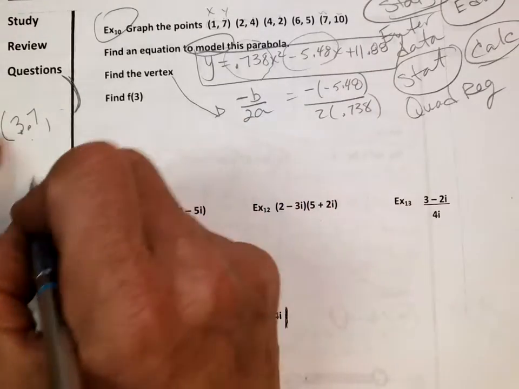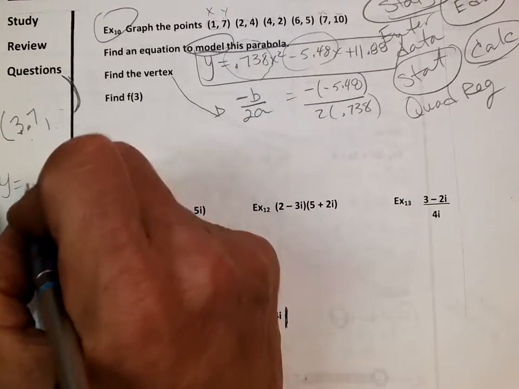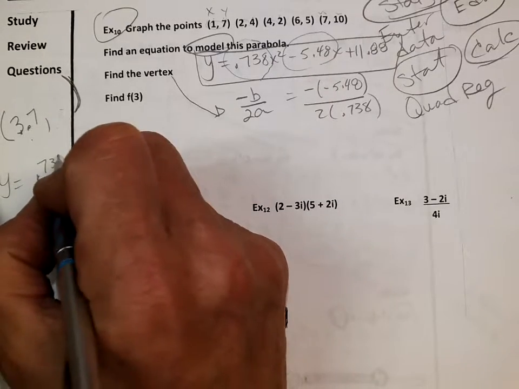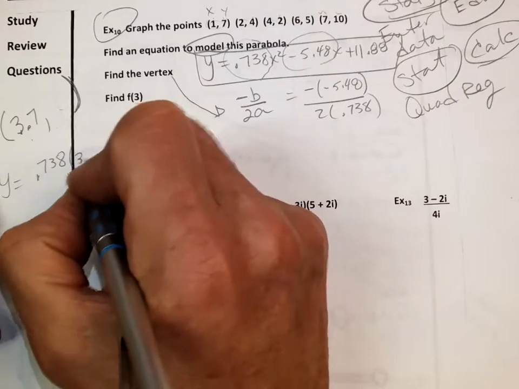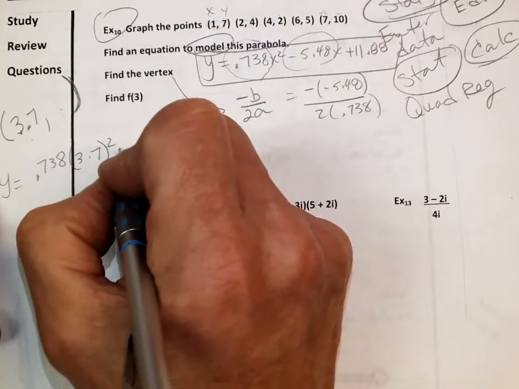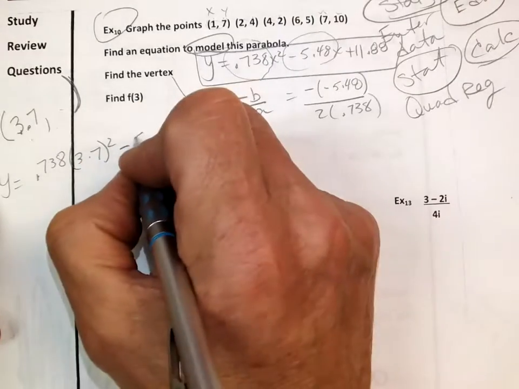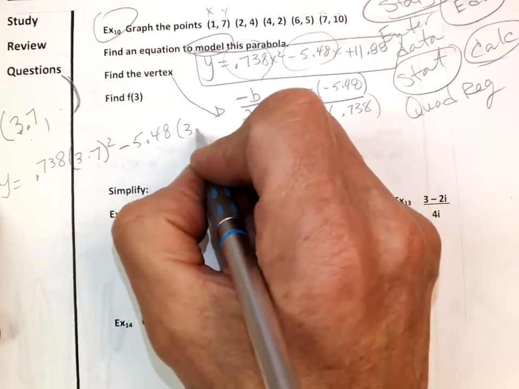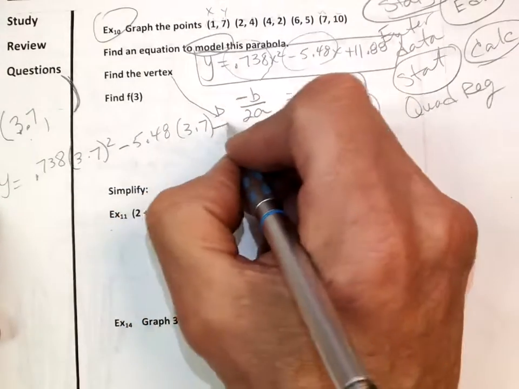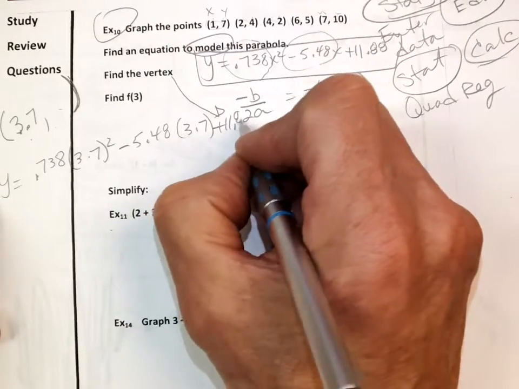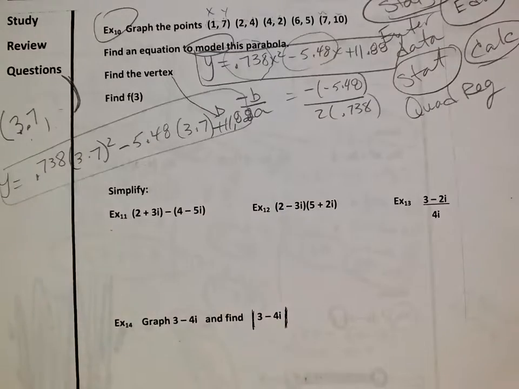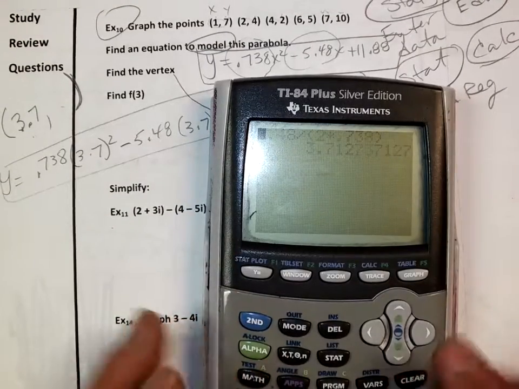I'm going to go then my y equals my 0.738 times my 3.7 squared minus my 5.48 times 3.7 plus 11.88. Okay? I'm going to let my calculator do the work for me, right? Because that's like a lot of work without it.